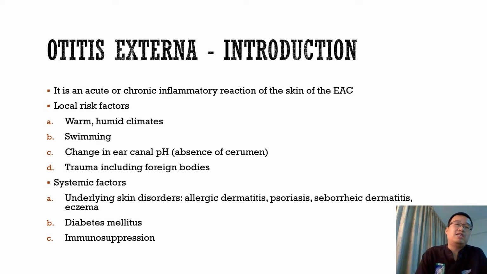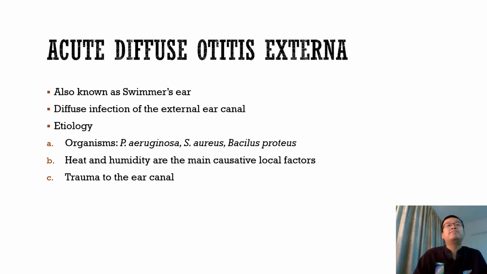You have local factors: warm, humid climates, when you swim, when you remove all your earwax, because you actually increase the pH and therefore the bacteriostatic properties are removed. Trauma, which includes foreign bodies. Systemic things like eczema and dermatitis, and patients that are immunocompromised, like diabetes mellitus, and anyone on immunosuppression. You can divide them into diffuse and localized. So let's start off with acute diffuse otitis externa, known also as swimmer's ear, because swimming most often causes it.